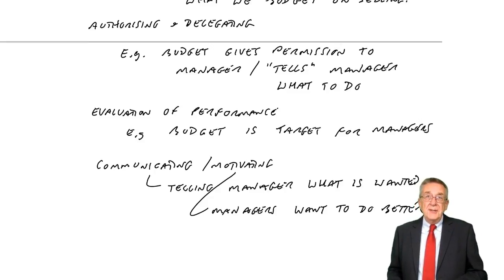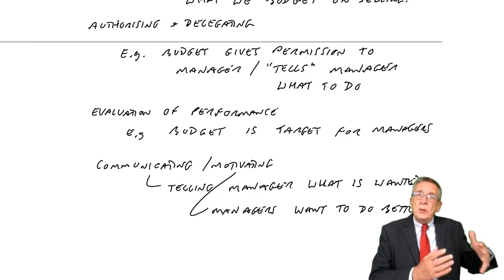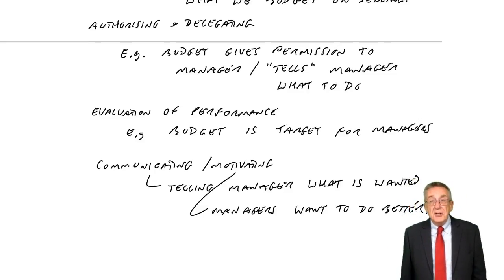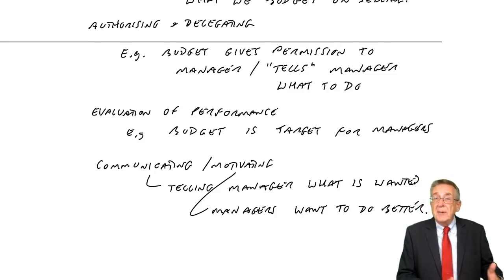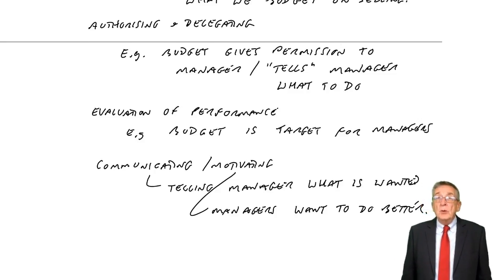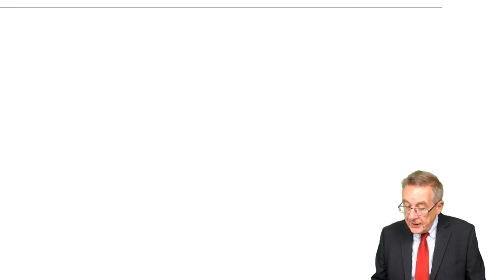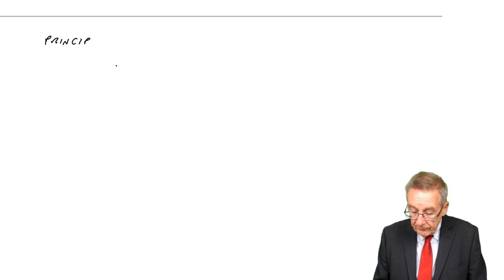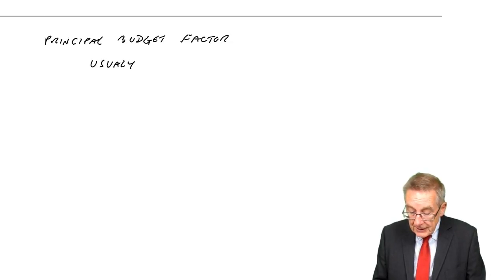And surely for most businesses, the first thing you'll budget is how many you think you'll sell. Because only when you know how many you're going to sell can you then decide how many you're going to produce. And only when you know how many you're going to produce can you then decide how much material we'll need, how many workers we'll need, and so on. So that has to be a starting point. And as I say, for most businesses, it would be the level of sales. Well, the first thing we budget is known as the principal budget factor. And as I say, it will usually be sales, the sales units.